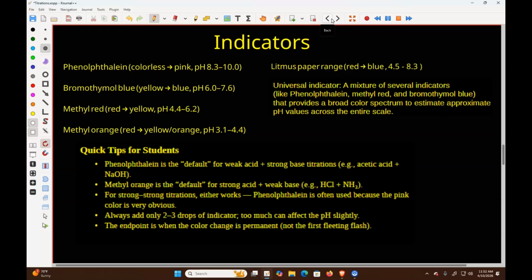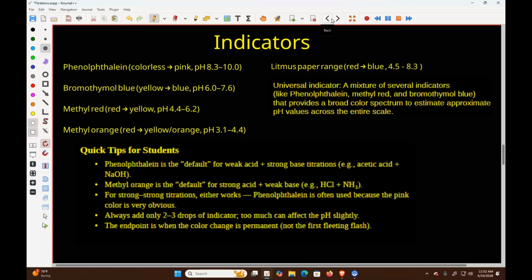Also, don't flood your Erlenmeyer flask or your beaker with too much indicator. Only 2 or 3 drops will suffice. The endpoint color is reached when the color change happens. When you add 1 or 2 drops, the color will go from the acid color to the base color. And you want it to get there with as few drops as possible, where the color lasts. It's not a fleeting color.